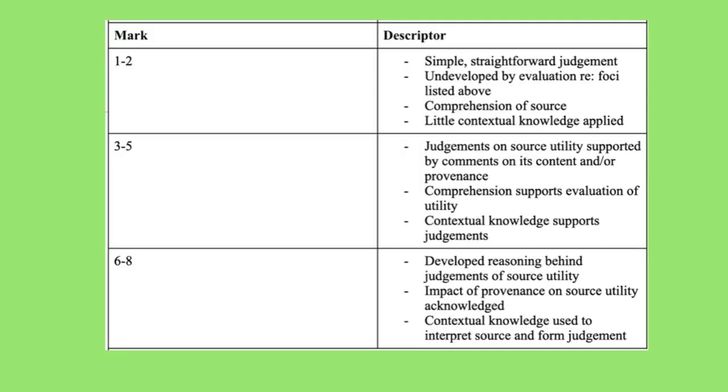Here are the bands for this question, which again are explained in more detail in the overview video, but generally speaking, to score highly on this question, you need to have reached a judgment on how useful the source is for the particular inquiry. You then need to explain why you think that it's useful or isn't useful. To do that, you need to make use of the information available to you, whether that's the content of the source itself, the information the question gives you about the source, or your own contextual knowledge.